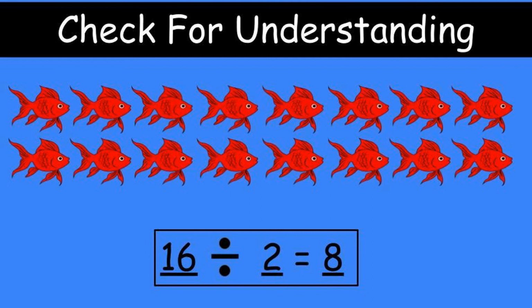So, how'd you do? Your final equation should read 16 divided by 2 equals 8 because there are 16 fish, 2 rows, and 8 columns. Wow, y'all are getting fantastic with these division arrays.